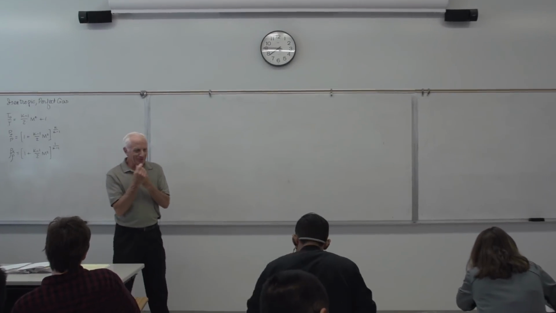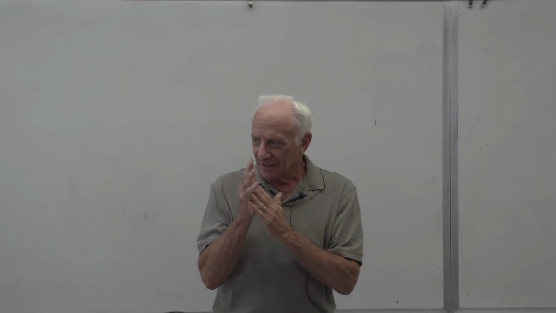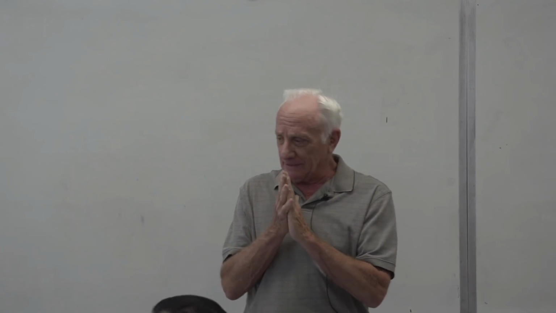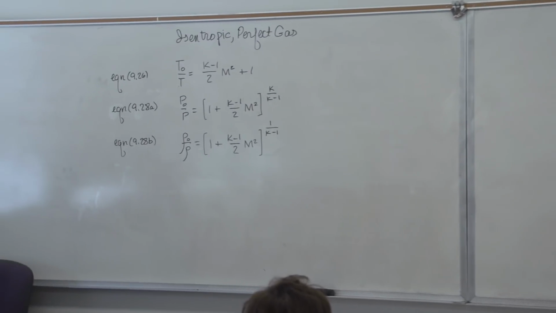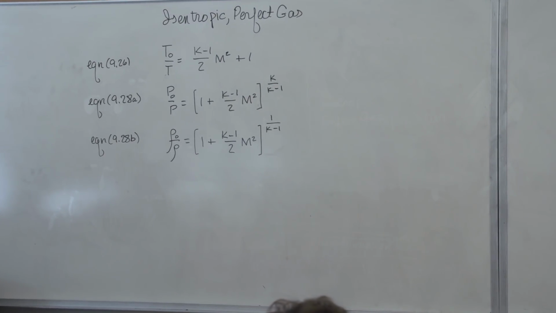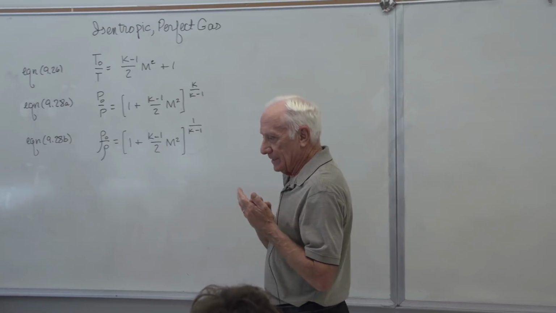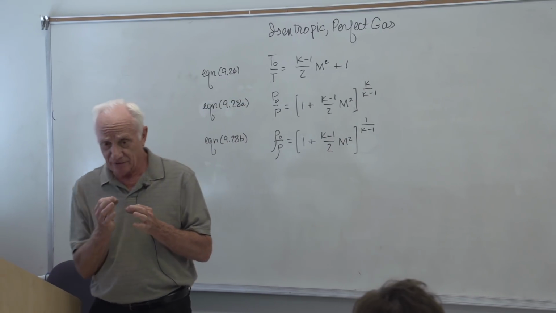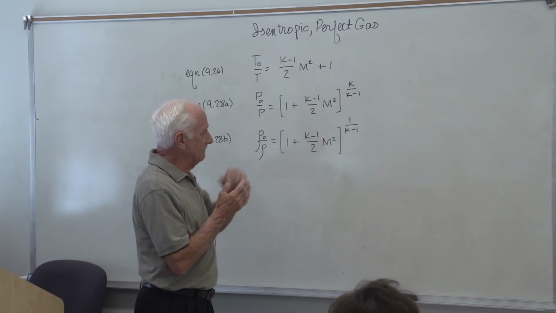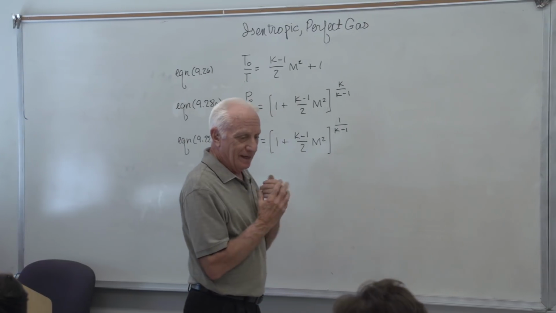Okay, we'll continue on with our material on compressible flow. So what's on the board now? We covered last time. We derived those three equations for a perfect gas, isentropic flow, with subscripts T naught, P naught, rho naught. That's a condition where the velocity of the flow has been brought to rest, the velocity is zero, isentropically. The rho, the P, the T is anywhere in the flow field.